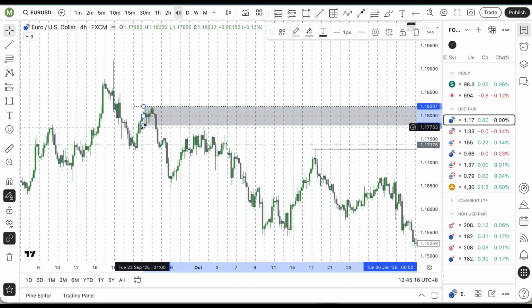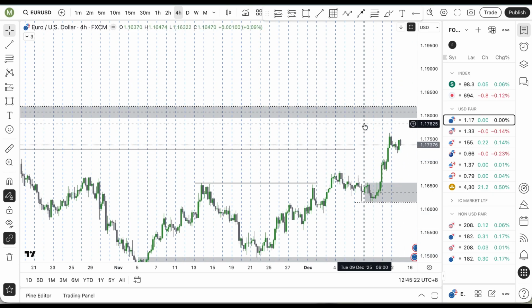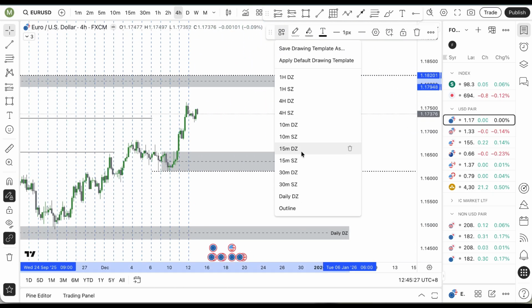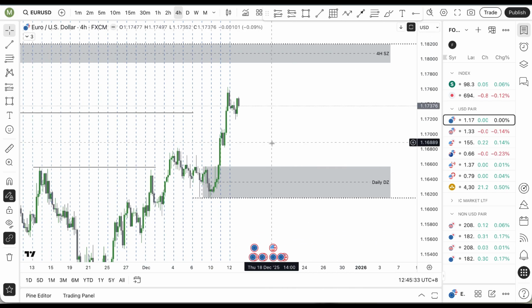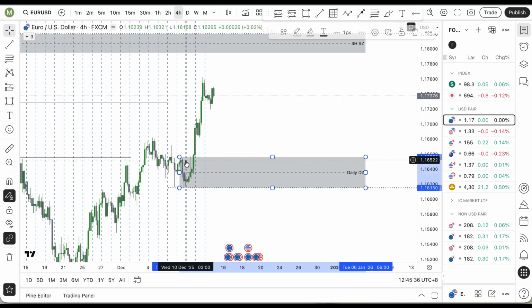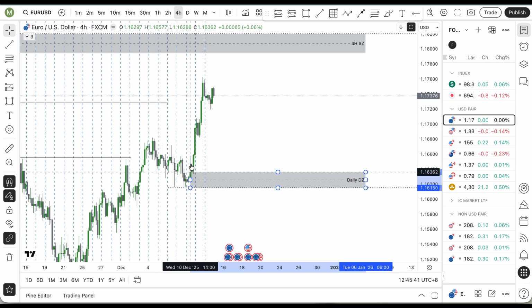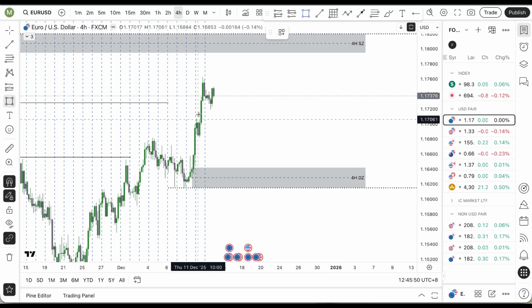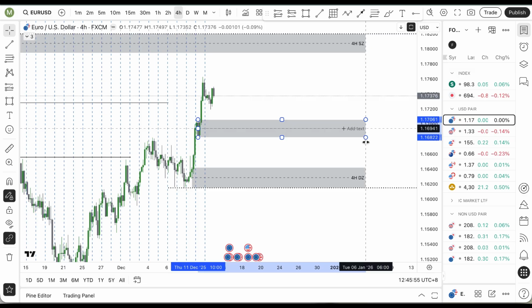On the 4H, you can see that I refine the zones better. So this is the 4H supply zone, which is the target that I'm going to aim for if the price continues to move up. Same thing I do here: I will try to refine possible zones for the weekly trading range I am doing. This is the next zone, and this is the next closest 4H zone.